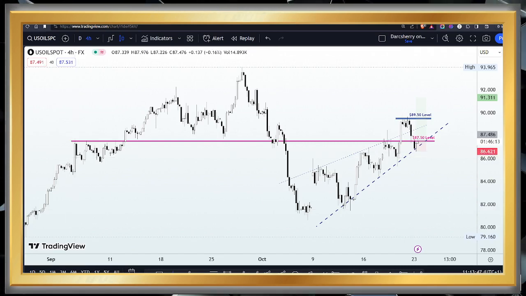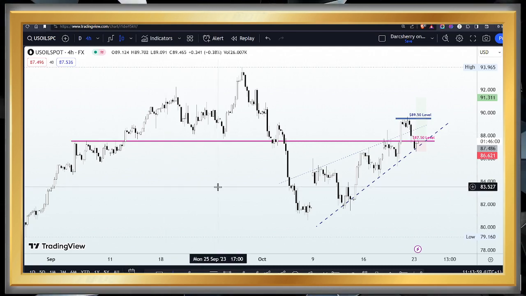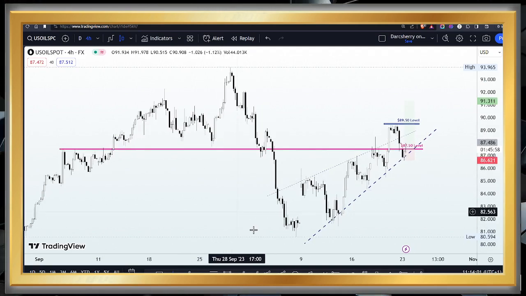And if you look at the structure closely, you will see that we are gradually noticing a transition of price action into a downtrend continuation pattern on this chart. Now let's take a quick look at what is really going on here.